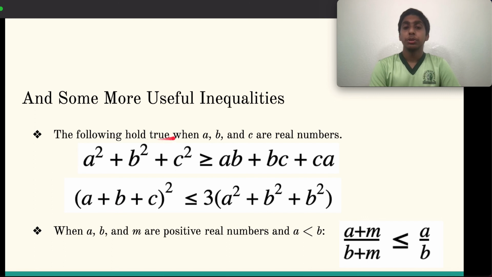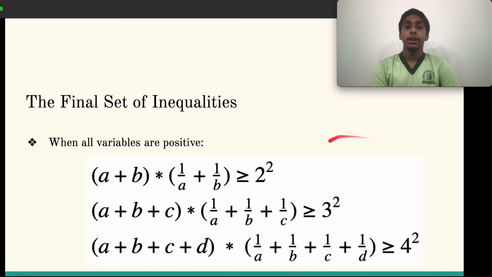So the following holds true when A, B, and C are real numbers, right? A plus B plus C squared is less than or equal to 3 into A squared plus B squared plus C squared. And here we have A squared plus B squared plus C squared is greater than or equal to AB plus BC plus CA. And finally, when A, B, and M are positive real numbers and A is less than B, we can use the following inequality. A plus M over B plus M is going to be greater than or equal to A over B. So again, some more inequalities.